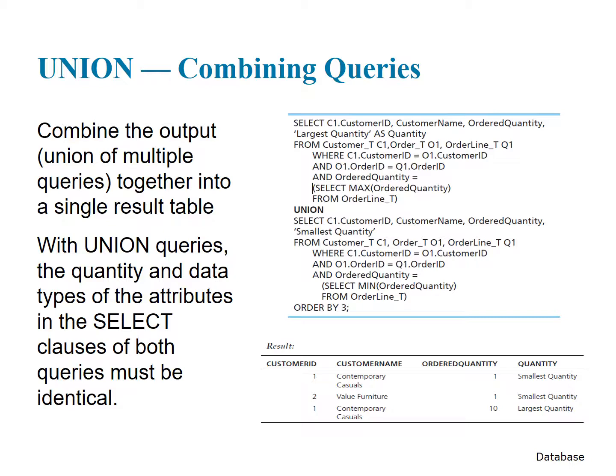The result: customer name Contemporary Casuals, quantity 1, smallest quantity; Pine Valley Furniture, quantity 1, smallest quantity; and customer ID 1, customer name Contemporary Casuals, order quantity 10, largest quantity.